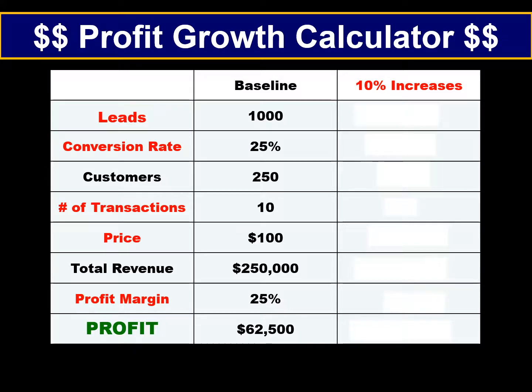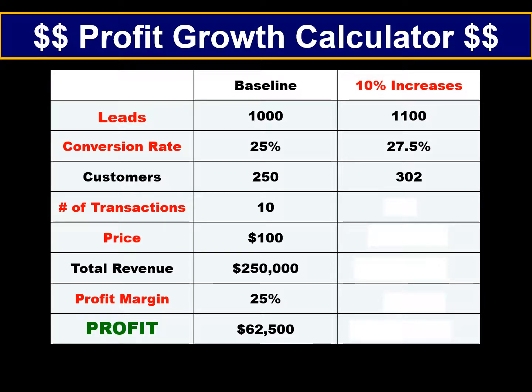So the baseline says there's 1,000 leads in, let's say, a year. A 10% increase goes up to 1,100. Conversion rate, this person's business is 25%. We'll boost that by 10%, and we get 27.5. Number of customers is 250, but with that kind of closing rate and that increase in the numbers of leads, now we have 302 customers. That's more customers, 52 more customers.